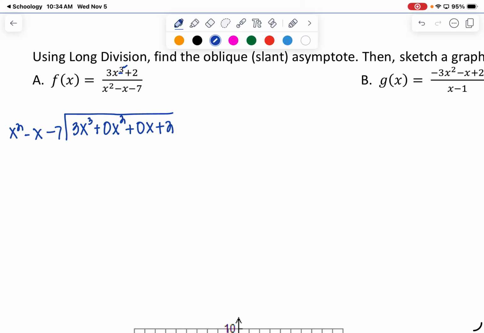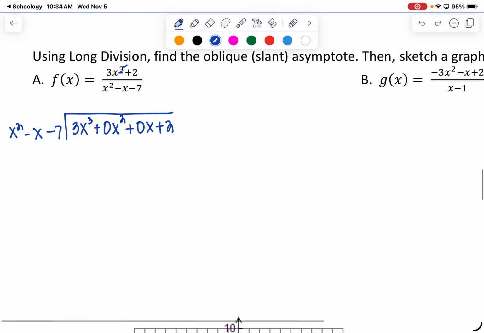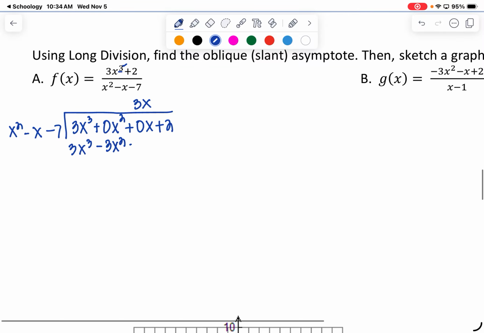We're going to look at the first terms, these two right here, and we're going to say, what do we multiply x squared by to get a 3x cubed, which is 3x, and then I'm going to write that above my linear term to stay organized. Then I'm going to multiply this 3x by all three of these terms. So 3x times x squared is 3x cubed. 3x times negative x is negative 3x squared. 3x times negative 7 is negative 21x.